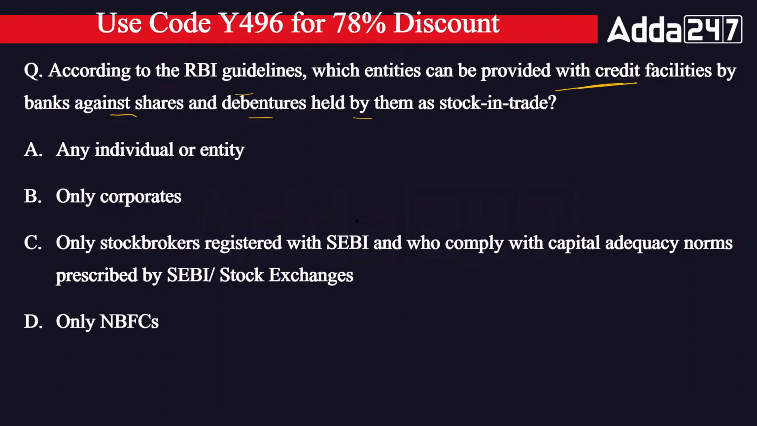Okay, so the right answer, very good. The right answer will be your C option. Only stockbrokers who are registered with SEBI and who comply with the capital adequacy norms prescribed by SEBI or stock exchanges. Correct. So the right answer will be your C option.